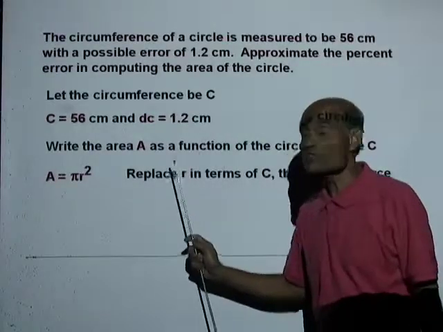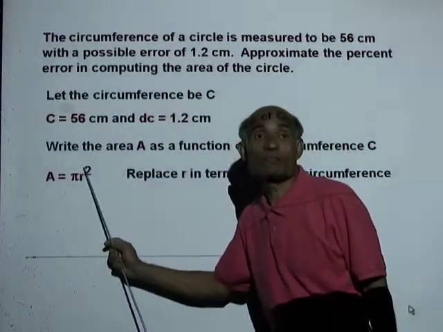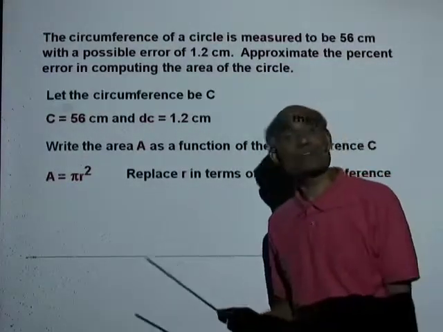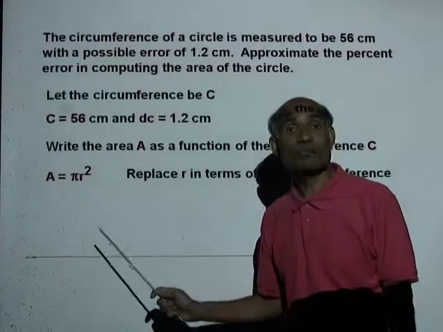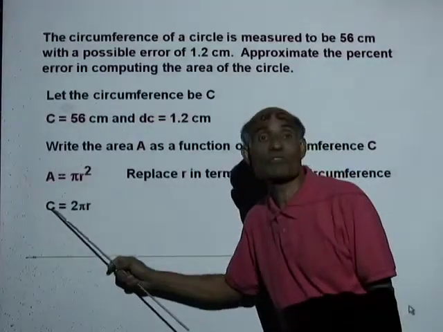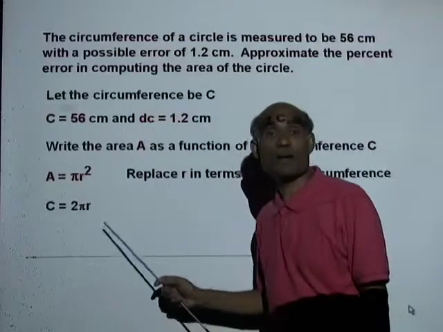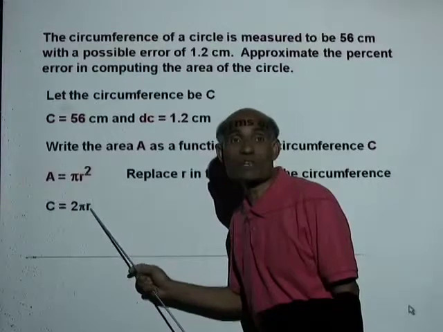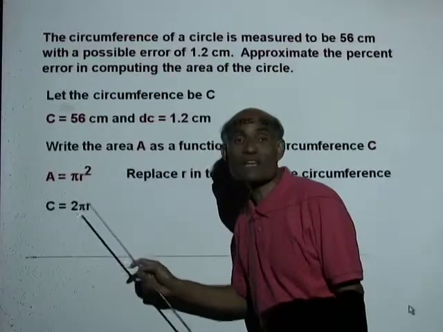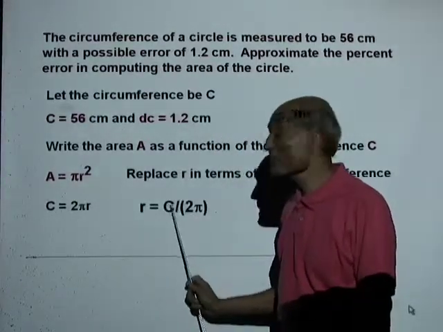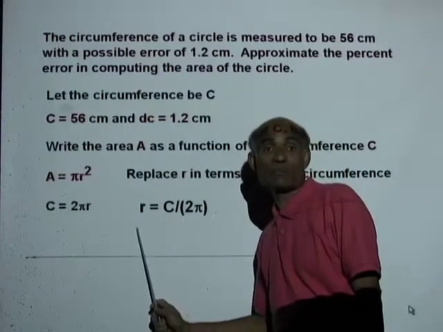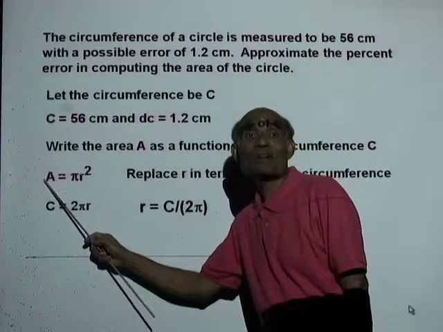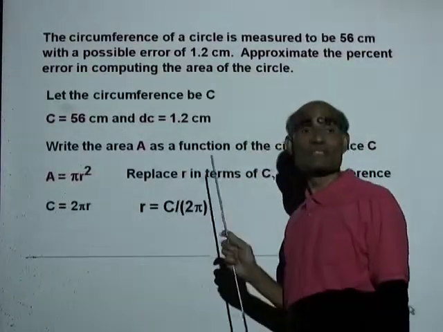Now, what we need to do is replace this r in terms of C, the circumference. To do that, we write down the equation for the circumference as C equal to 2 pi r, and then solve for r from here. What is r equal to? r equal to C over 2 pi. That means if you now take r equal to C over 2 pi and put it in this equation, we will get area as a function of C.